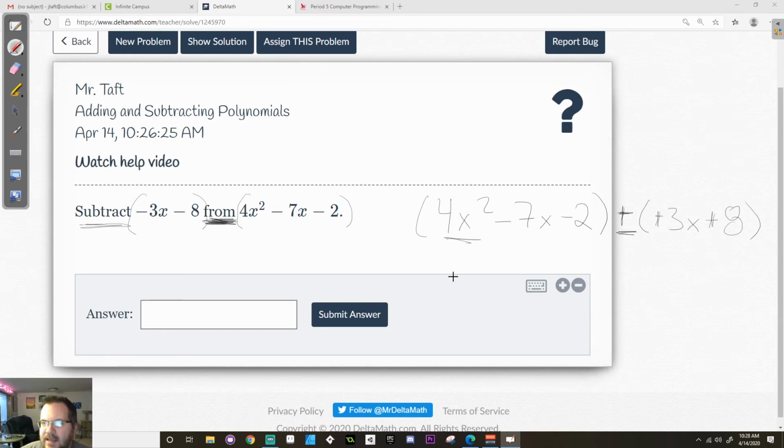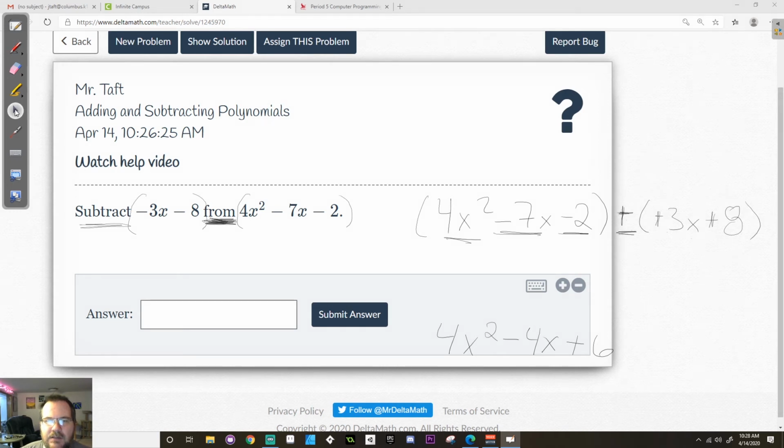4x squared doesn't have any like terms to go with. 4x squared just comes down as it is. Negative 7x is going to add to positive 3x to make negative 4x. And negative 2 is going to add to 8 to make positive 6. So that should be the final answer, 4x squared minus 4x plus 6.